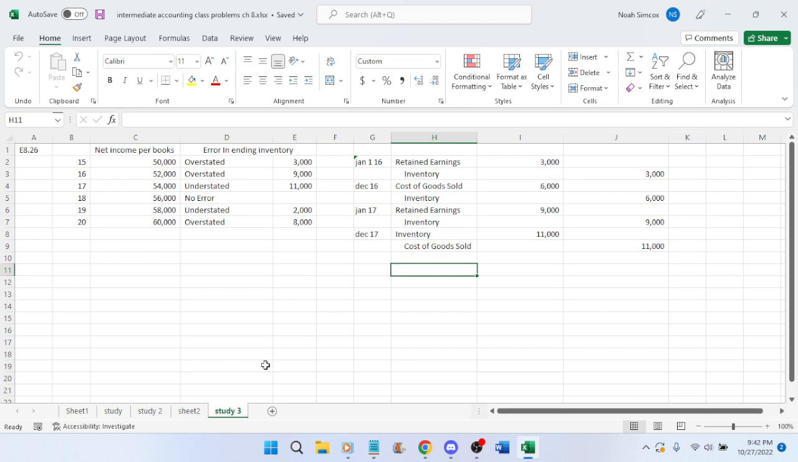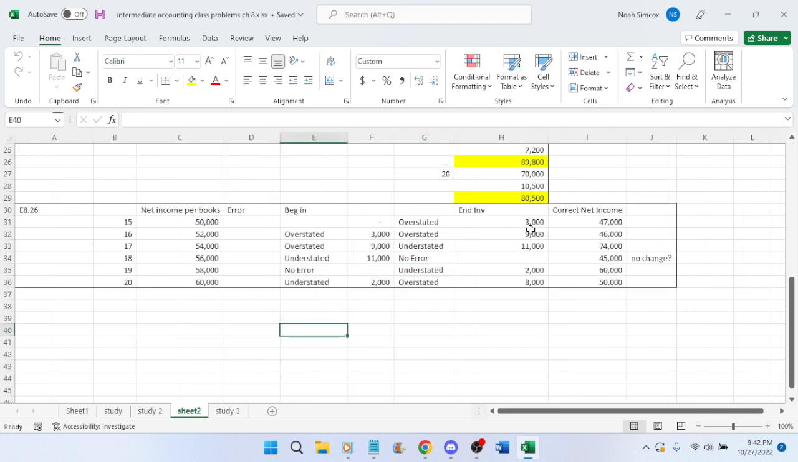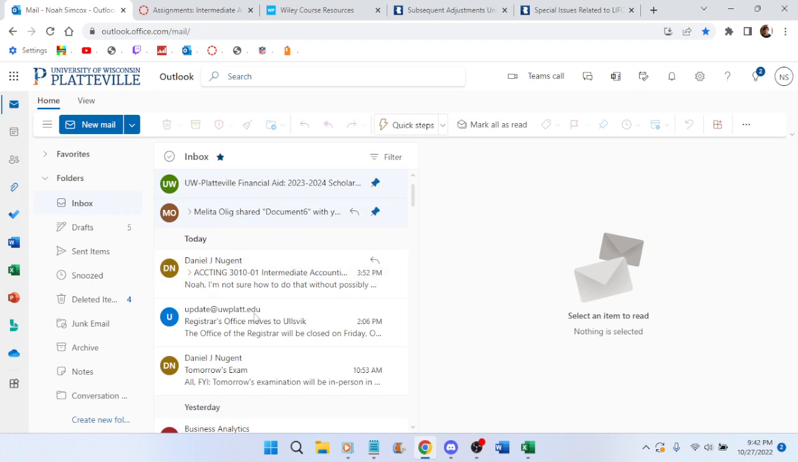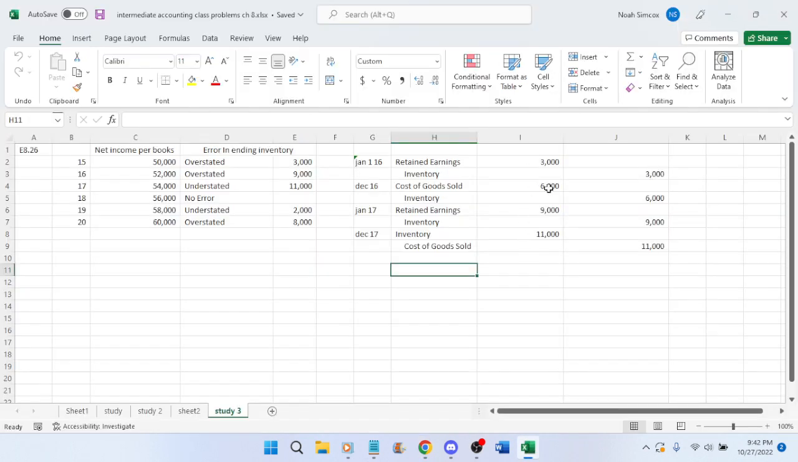I understand how this stuff works. In 2015 you do this, and then you do plus this, minus this, equals this. I understand all of that. What I don't understand is the adjusting entries. Man, I still don't get it. How is this 6,000 and this 11,000?